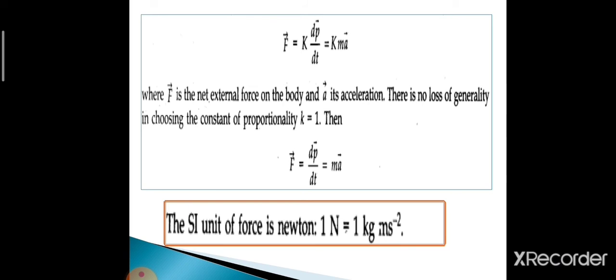From the second law of motion, we have studied the equation for force as F = ma, or F equals the rate of change of momentum, dp/dt, where F is the net external force on the body and a is its acceleration. The SI unit of force is Newton. It is represented by capital N, and 1 Newton is equivalent to 1 kilogram meter per second square.